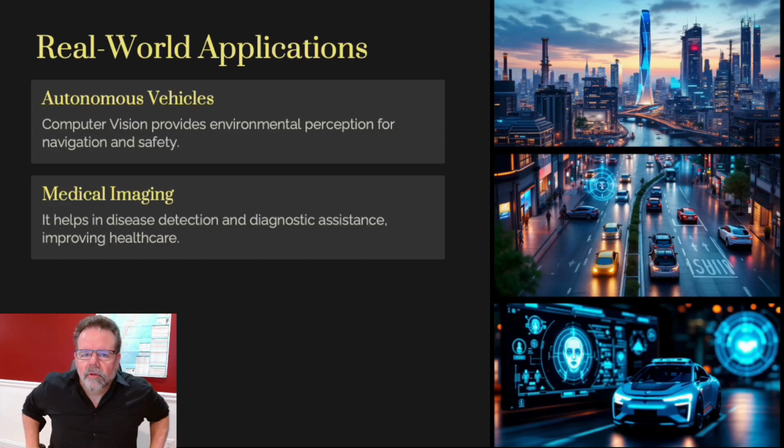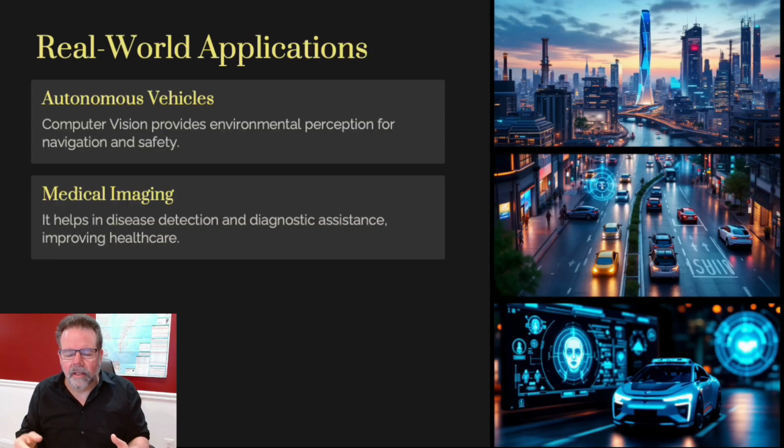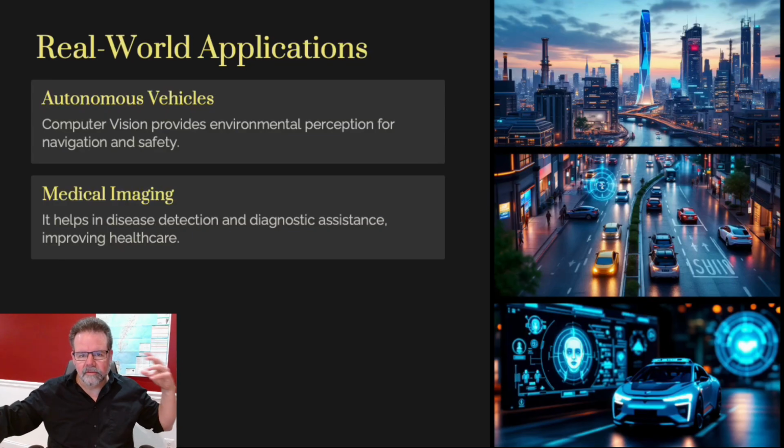So what are some of the real world applications already taking place? Computer vision is obviously used in autonomous vehicles. It serves as the car's eyes, providing crucial depth perception. An 18-wheeler on the highway has to know where all the other vehicles are around it, what lane it's in, when to shift lanes, when to slow down, when to speed up. All of that wouldn't be possible without computer vision. And that's actually obviously a huge, huge step in public safety.